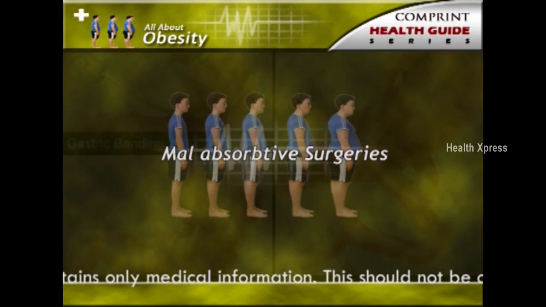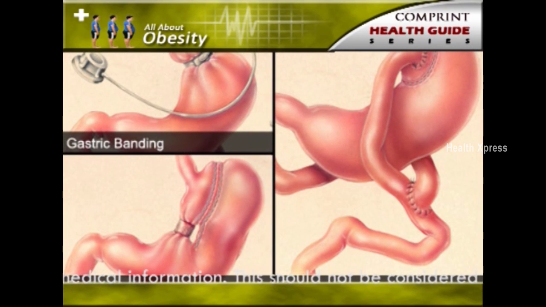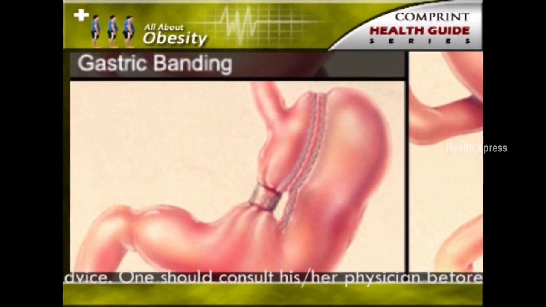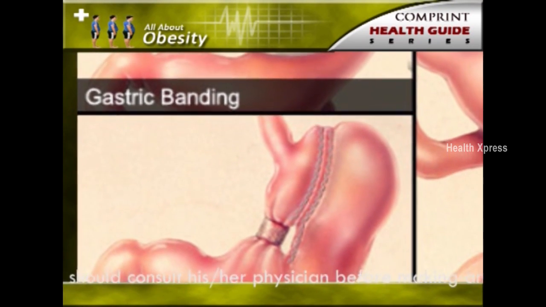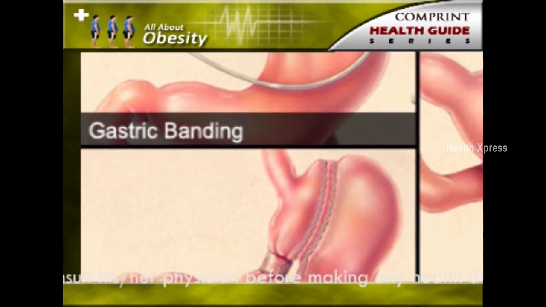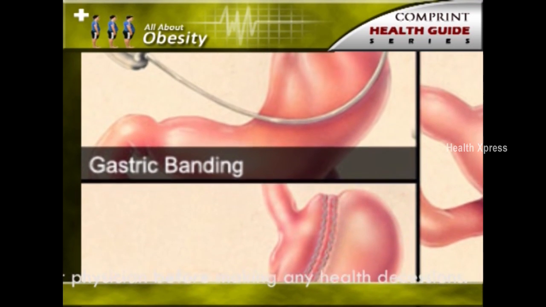Malabsorptive surgeries. These surgeries restrict the size of the stomach but also bypass or remove part of your digestive system to decrease absorption of food. In the cases of making the stomach smaller, vertical banded gastroplasty is the most common procedure, where the stomach is banded early.